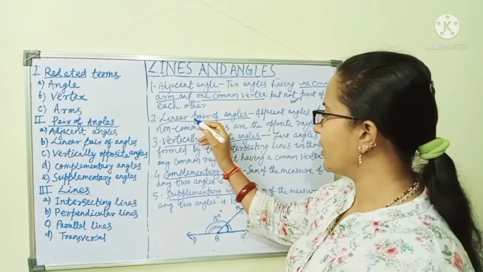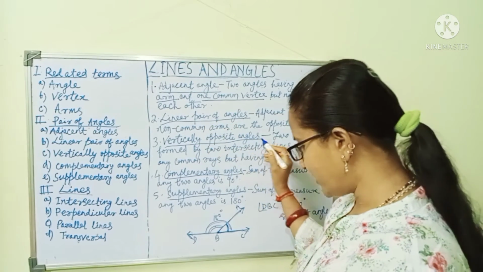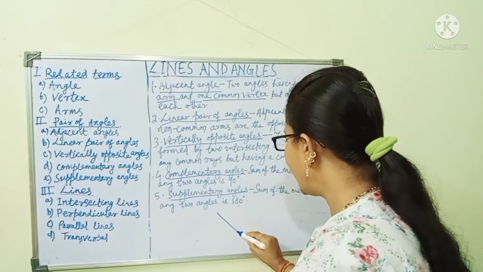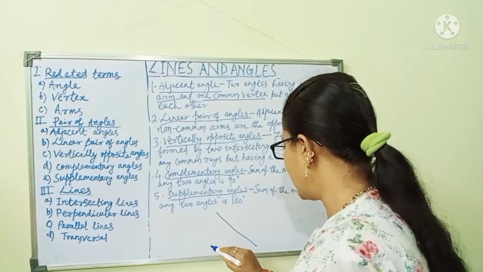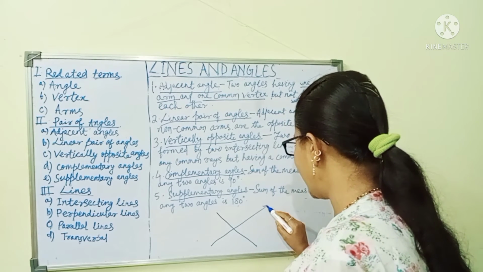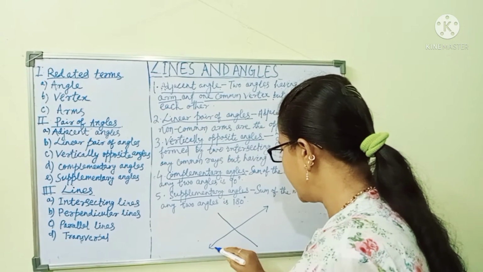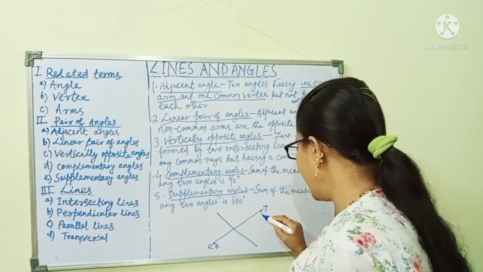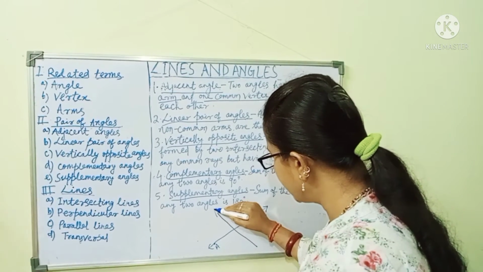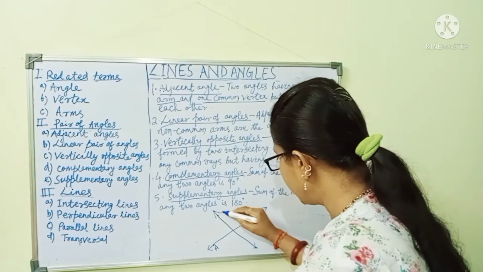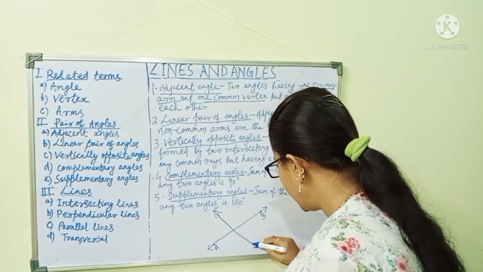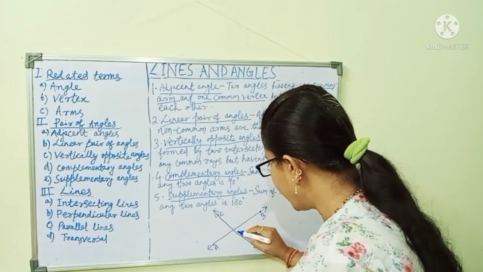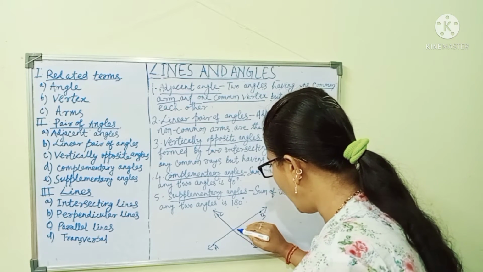So next we will go for vertically opposite angles. If two lines intersect each other, if I take this as line AB, and this as line CD, they will meet at O.